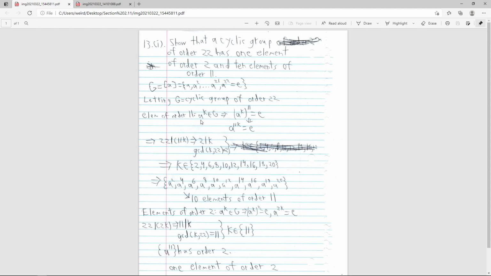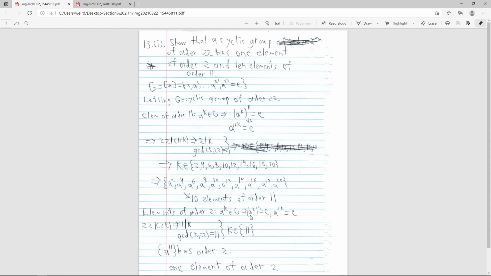Element of order 11, that means A to the K is in G implies that A to the K to the 11 equals E, so A to the 11K equals E. That means that 22 divides 11K, because 22 is the group's order and 11K is the exponent. So it means that 2 divides K here. So GCD of K and 22 equals 2. So from that, K is in 2, 4, 6, 8, 10, 12, 14, 16, 18, 20. Between K and 22, GCD is equal to 2. So that's 10 elements, that corresponds then to 10 elements of order 11. Because that's A to the 11K, it's order 11, in a group of order 22.